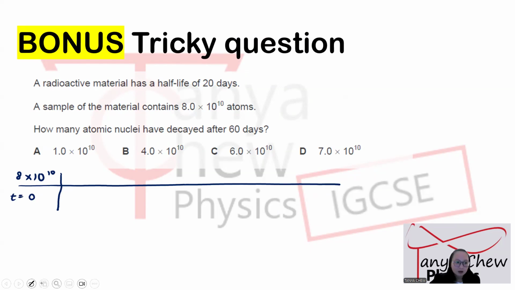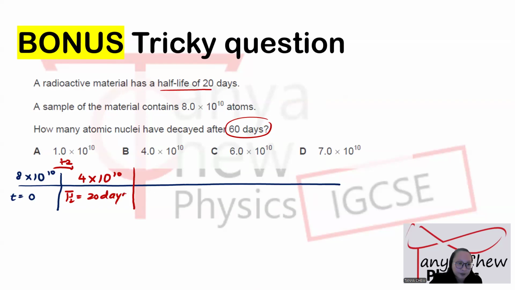It has a half-life of 20 days and I want 60 days. So it decreases, halved, divided by 2. That gives you 4 times 10 to the power of 10 atoms that occur in 20 days. One half-life, 20 days. And keep on dividing until you get 60 days. Divided by 2. This gives you 2 times 10 to the power 10. Can you see? The number of atoms keeps on decreasing.